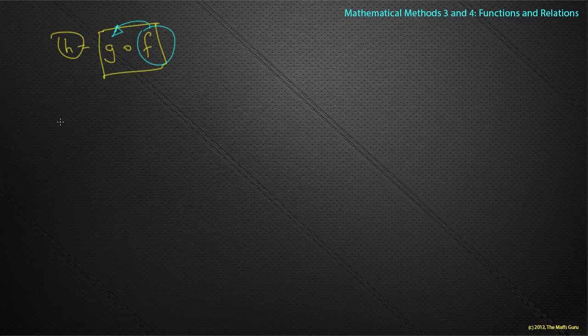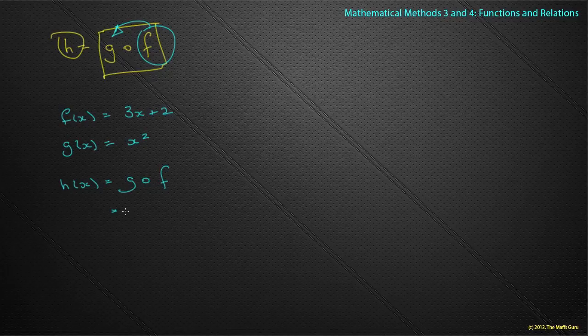Right? So if we have, for example, f of x is equal to 3x plus 2, and we have g of x is equal to x squared, then h of x is given by g o f, which means that f goes into g. It means that function gets substituted into there. So where we see an x, we're going to write 3x plus 2 and square it, and that is our h of x.